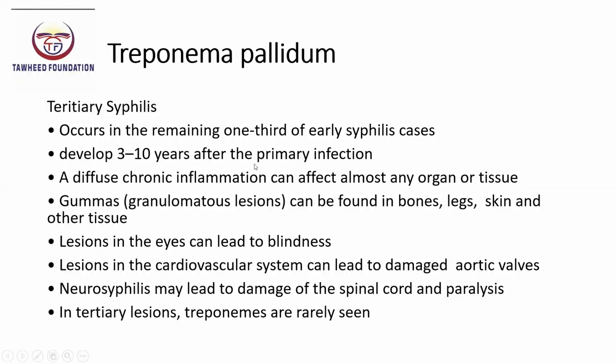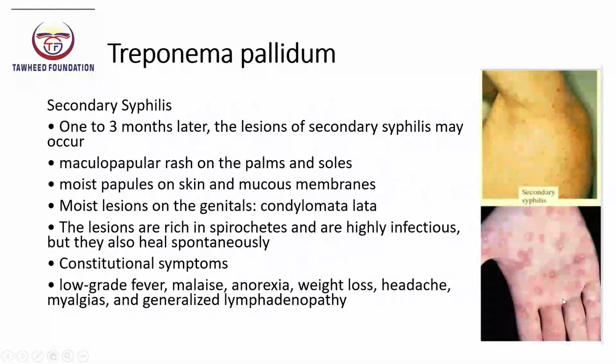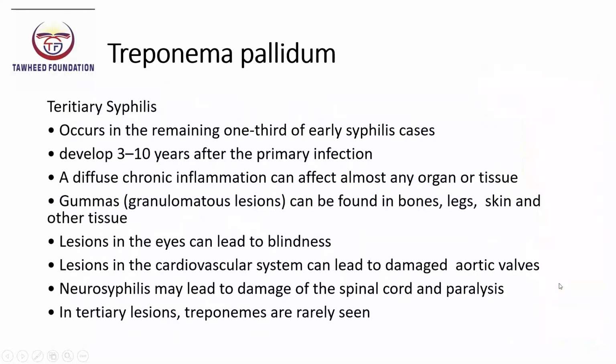As I mentioned in this slide, lesions in the eyes can lead to blindness. Lesions in the cardiovascular system, that is the heart, can lead to damage of the aortic valves. Neurosyphilis may damage the spinal cord, and the patient will get paralysis. In tertiary lesions, treponemes are rarely seen.